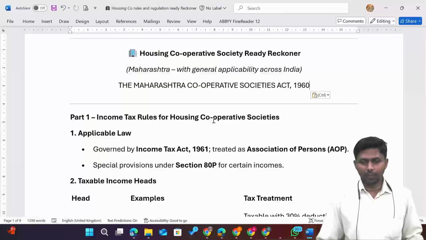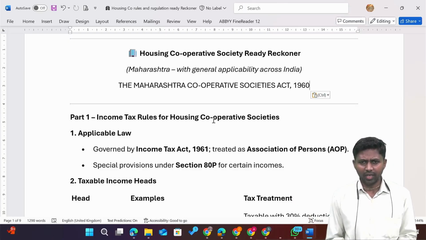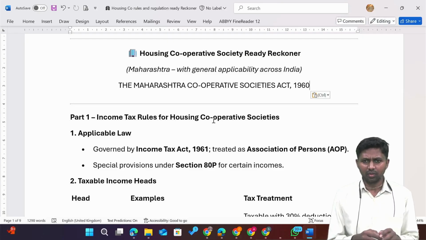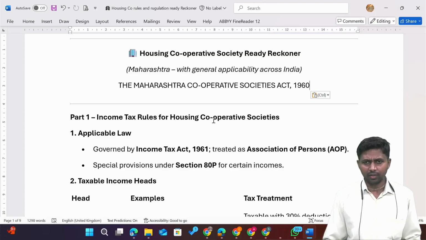For cooperative societies, we have at the base the Maharashtra Cooperative Societies Act 1960. In that act and bylaws you will find so many provisions, rules and regulations. For accounting students, you must know only some related provisions, and since you want to do the accounting, you cannot forget the accounting standards.